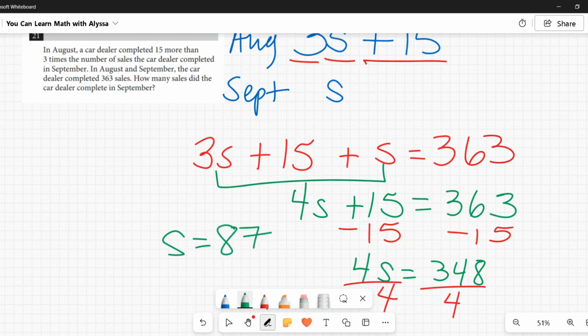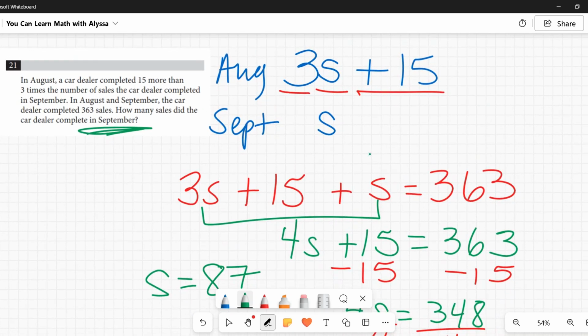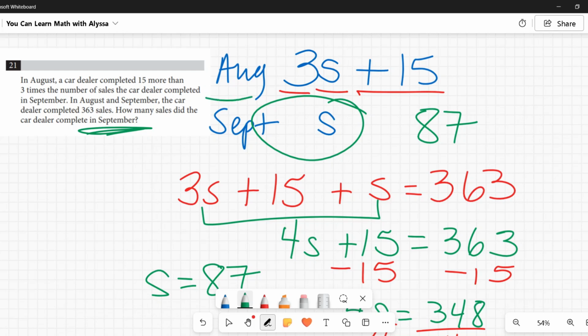Yes. Okay, just double checking the math in my head. So S is 87, and they did want to know how many the dealer completed in September. And we said our value for September is S. So it is 87. They absolutely could have asked for August, in which case you would have plugged in 87 here, multiplied it by 3, then added 15.